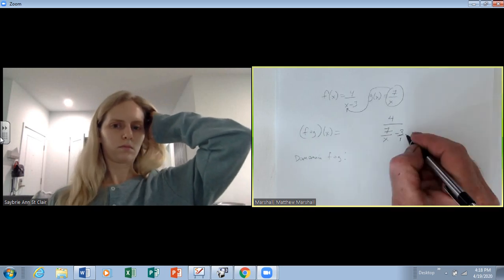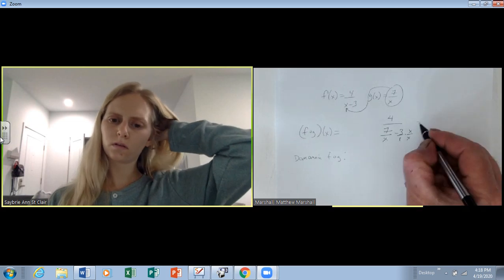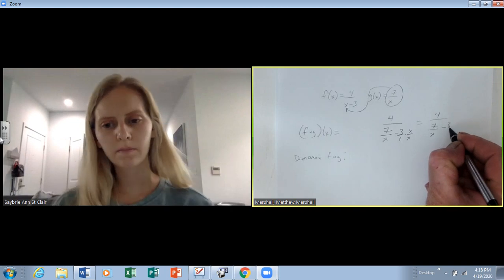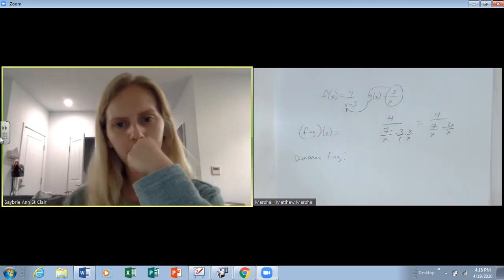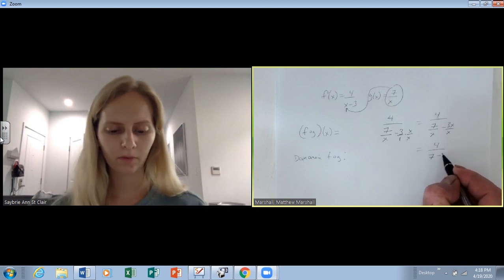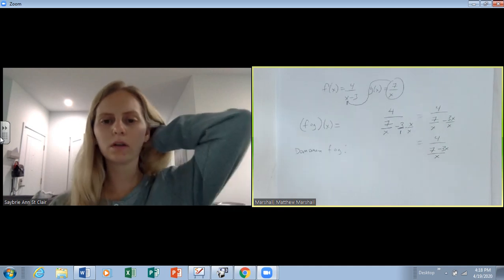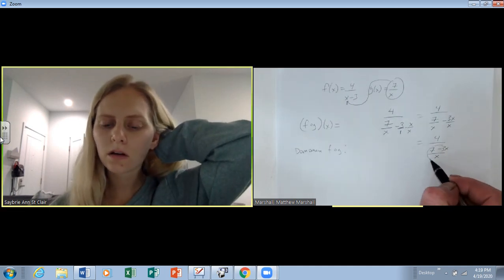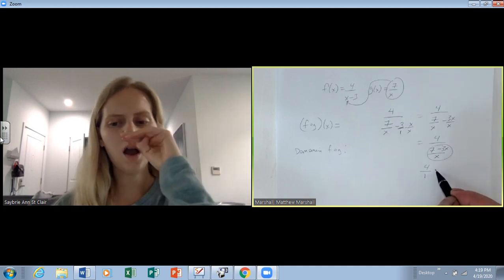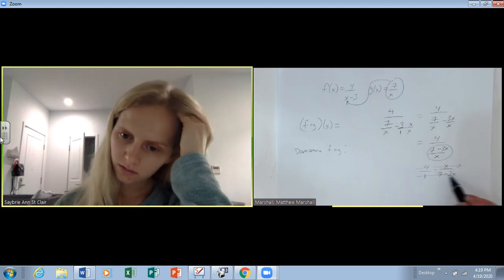I gotta times this by x over x to make it a common denominator. That gives me 4 over 7 over x minus 3x over x. And then when I condense that down, that gives me 7 minus 3x over x. It's kind of weird. Now I'm going to flip this guy around. Take that top part, write it as a fraction. Take that bottom part, flip it. And then you're going straight across right there.